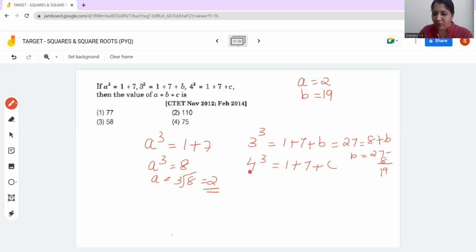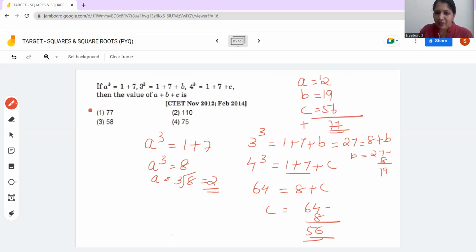And what is the value of c? 4 cube is what? 64. 64 is equal to 1 plus 7, that is 8 plus c. So what is the value of c from this? 64 minus 8. What will be getting? 56 will be getting. So c value is 56. So when we add a plus b plus c, what will be getting? 2 plus 19 plus 56. 7, 17, then 5 plus 1, 6 plus 1, 7. So we'll be getting 77. Option 1 is the correct answer.